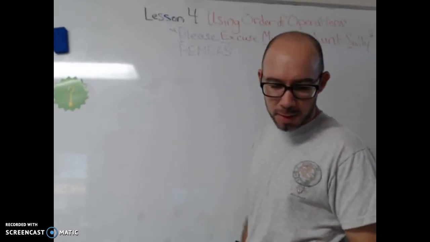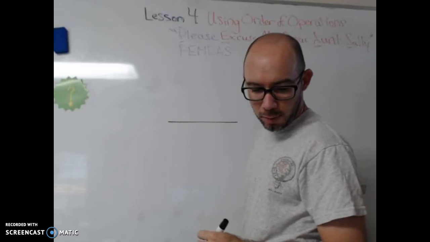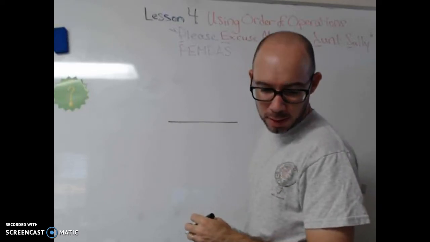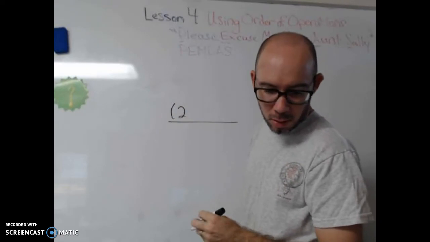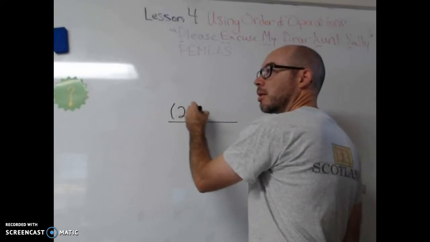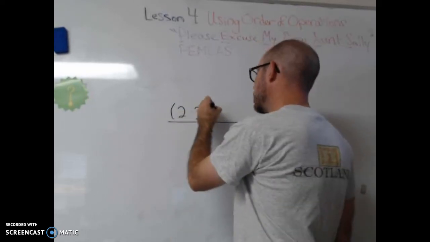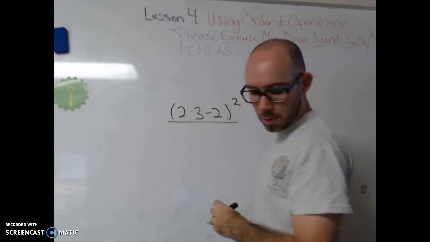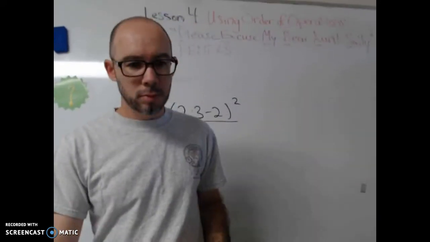Now they're also going to throw in some stuff with fractions, like really gigantic fractions. And so the second one in there has 2 times 3 minus 2, and then squared, over out of 2.